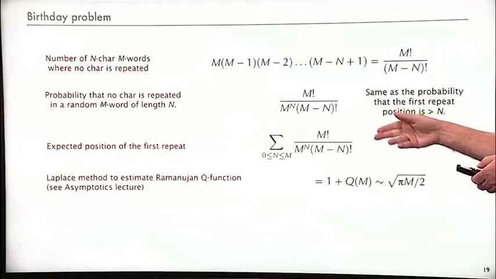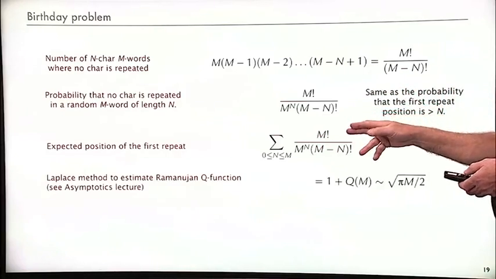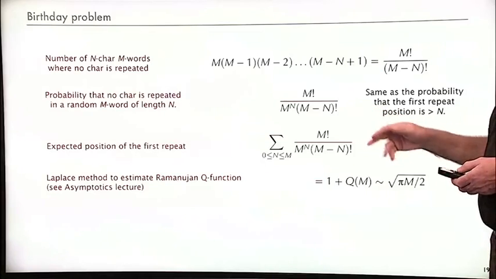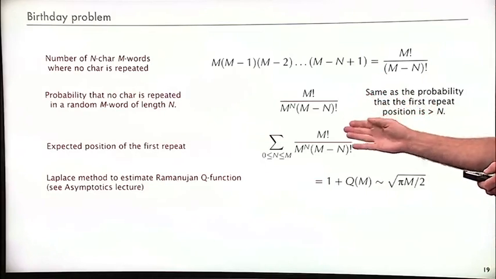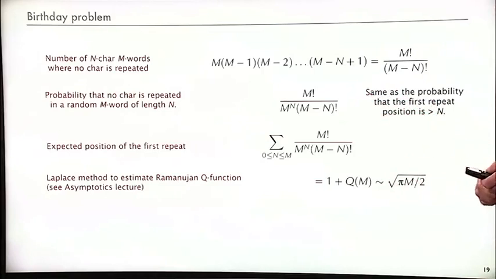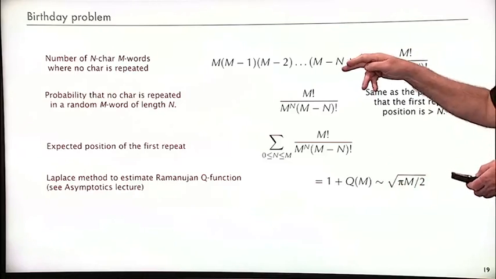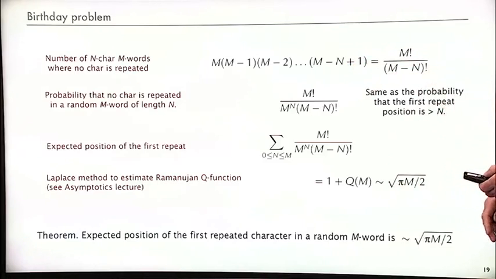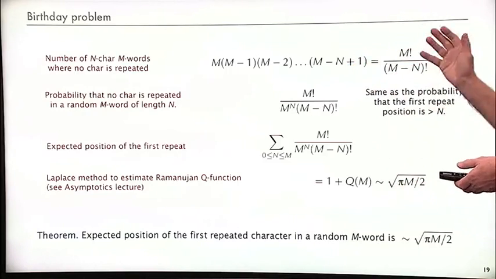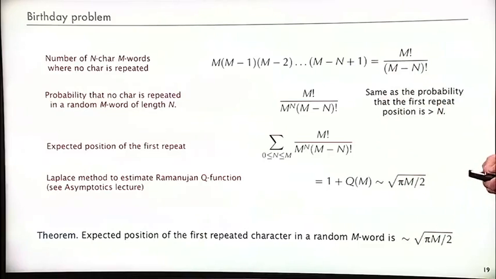So that's a familiar sum. That's the Ramanujan Q function that we looked at in lecture 4, and the result is square root of pi m over 2. The expected position of the first repeat is square root of pi m over 2. That completes the analysis of the birthday problem.